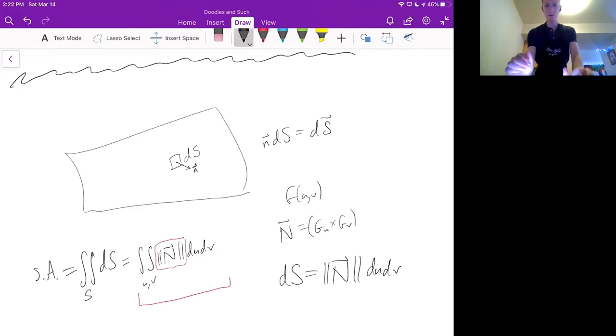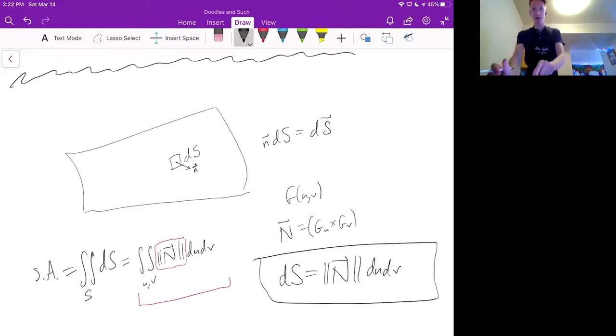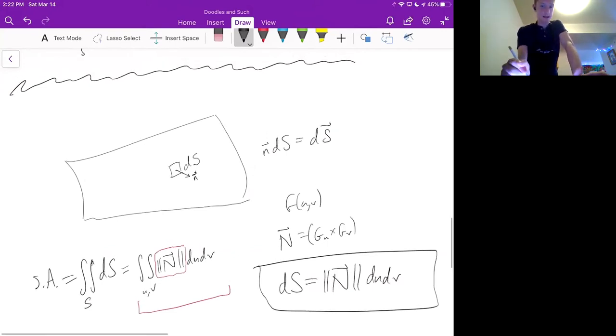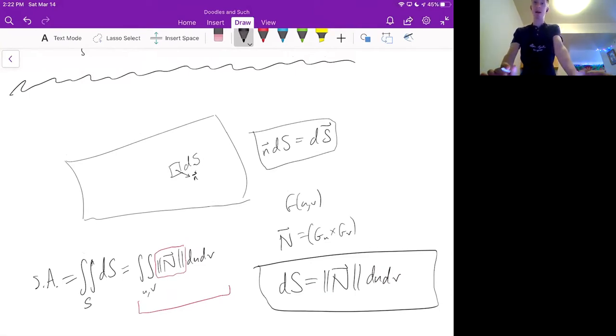This one is when you have a parameterization, you can write ds, the differential area, in this way using big N. And if I don't have parameterization, then there's just nothing to think about with big N. There's no big N involved. I just have stuff like this. ds always exists, but if I have parameterization, I can describe ds in terms of magnitude of big N du dv.